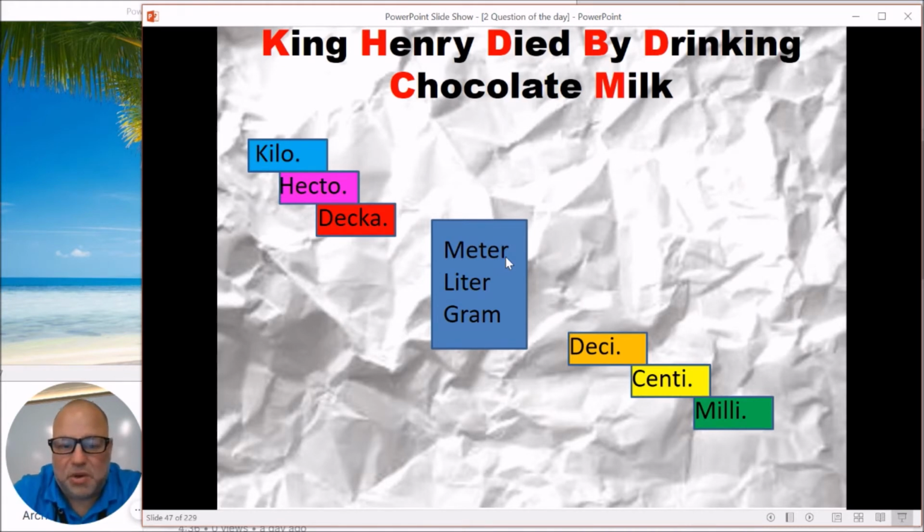Some teachers will have you try to remember these steps of the metric system. This year, you do not have to memorize them. I'm not going to ask you a question and say, write down all the steps of the metric system. But just so you know, that's where that acronym comes from: King Henry died by drinking chocolate milk.